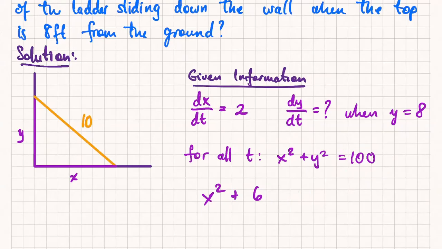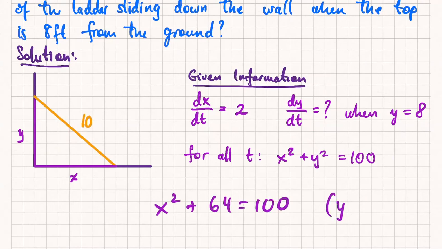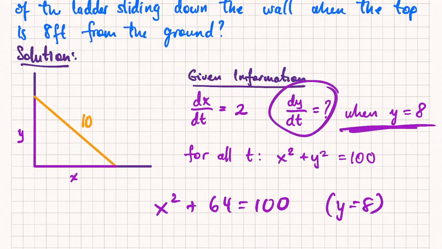So, for instance, I eventually want to find out what is happening with dy/dt, given some information about dx/dt. If I were to give you an equation that said x squared plus 64 equals 100, that's for y equals 8. That is true only at one specific time. So it's as if I took a photograph of this ladder at one specific time, and I asked you, from this photograph, figure out how fast the top of the ladder is moving. You can't even tell from the photograph whether the ladder even is moving, right?